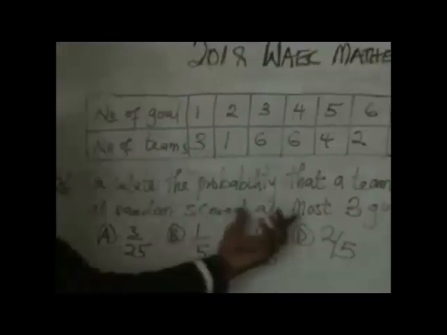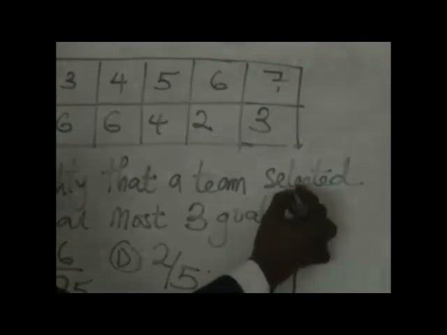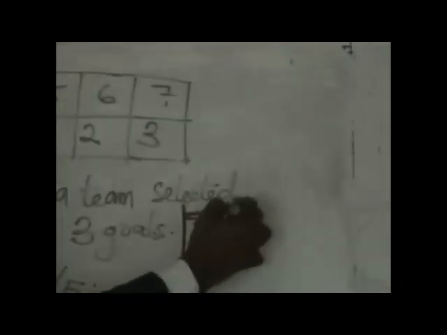So now, question 28 is saying that you calculate the probability that a team selected at random scored at most 3 goals. At most 3 goals. If you pick a team at random, what is the probability that the team you pick scored at most 3 goals? Let's solve it here. Now the total number of teams is 3 plus 1 plus 6 plus 6 plus 4 plus 2 plus 3. So the total is equal to 25. That's the total number of teams.